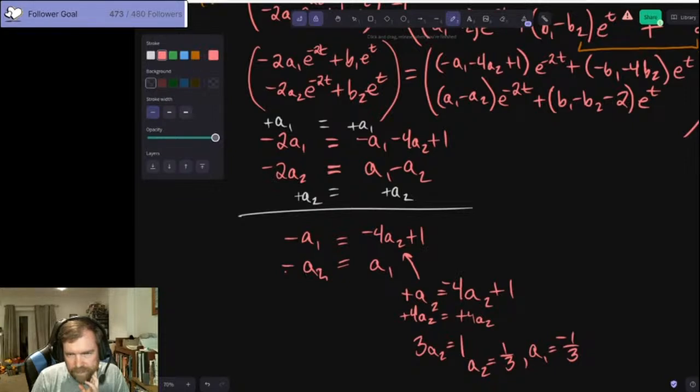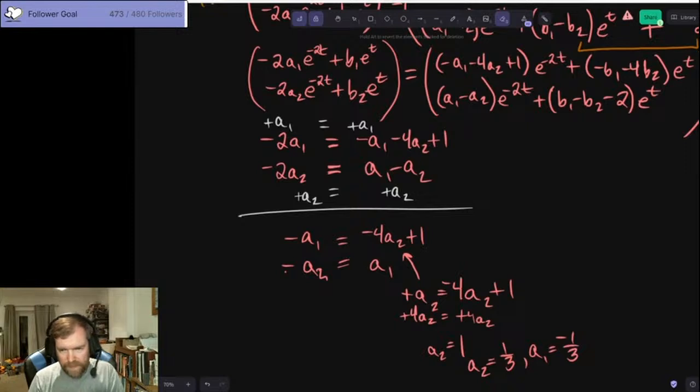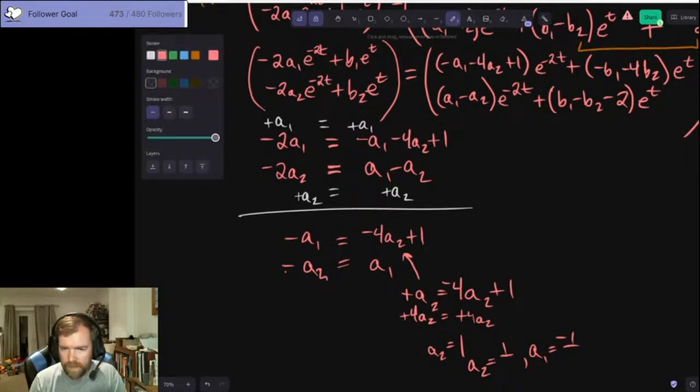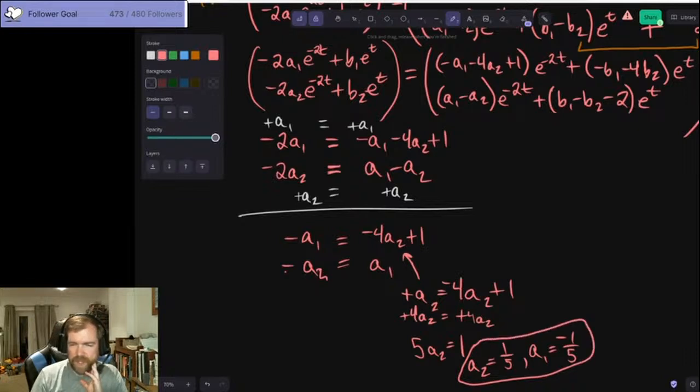If a1 is equal to minus a2, then that means the first equation becomes... Yeah, there you go. Right, so 5, not 3. 5, yeah. Okay. Thank you. No problem. I was doing that in my head beforehand, and then somehow I just threw it out the window.